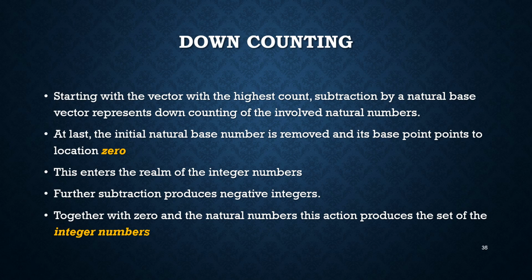Starting with the vector with the highest count, subtraction by a natural base vector represents downcounting of the involved natural numbers. At last, the initial natural base number is removed and its base point points to location 0. This enters the realm of the integer numbers. Further subtraction produces negative integers. Together with 0 and the natural numbers, this action produces the set of the integer numbers.